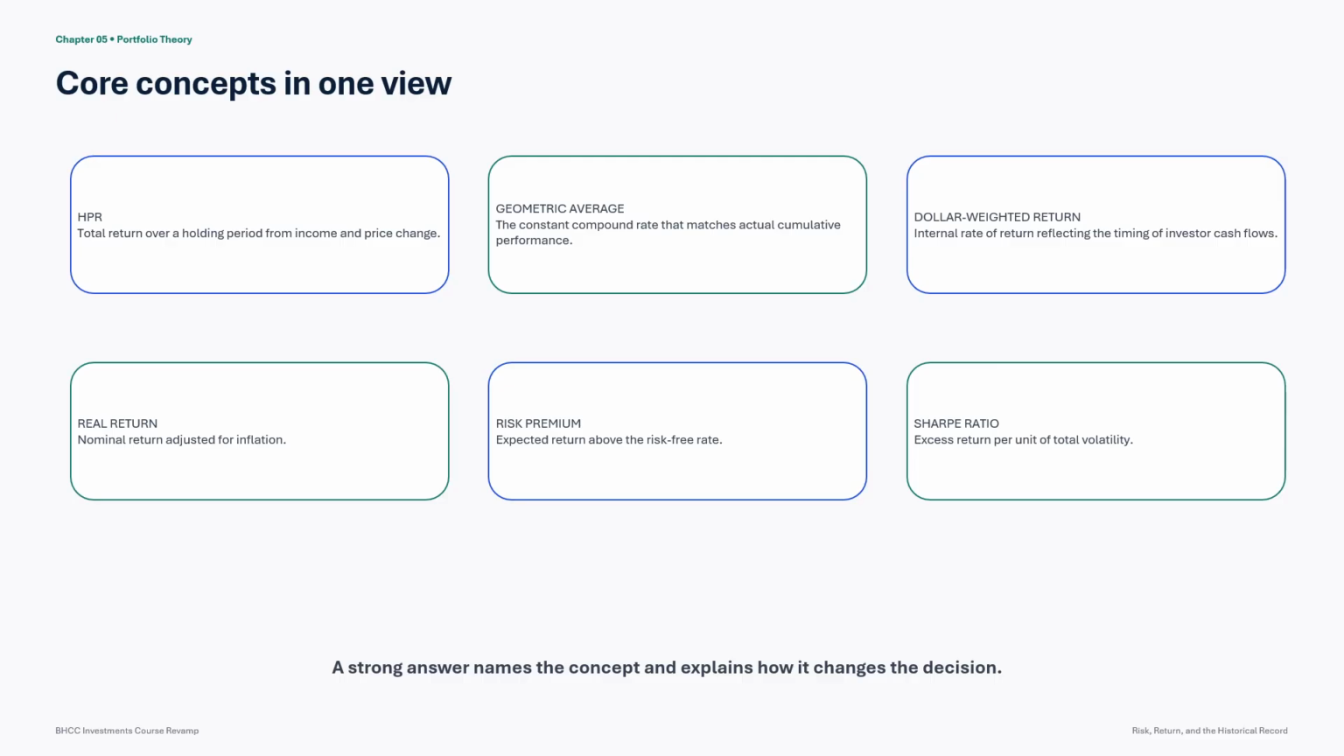This slide collects 6 concepts that students should be able to use in a sentence, a calculation, and an investment decision. Holding period return, or HPR, is the total return earned over a specific period. It includes both income and the change in price. It tells us what happened during that holding period, not what should happen next.